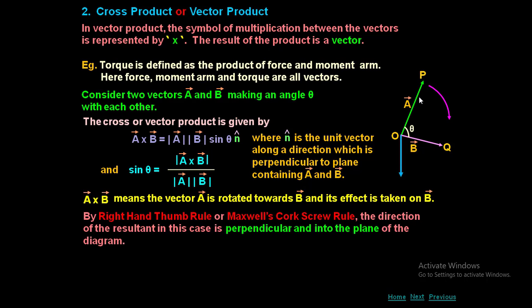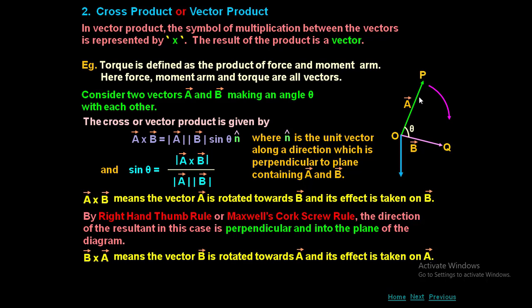By right hand thumb rule or Maxwell corkscrew rule, the direction of the resultant in this case is perpendicular and into the plane of the diagram. Into the plane means when you curl the fingers, the thumb is going to point into the screen.